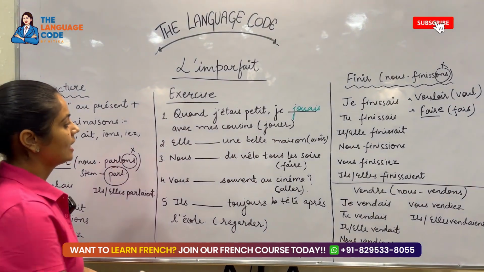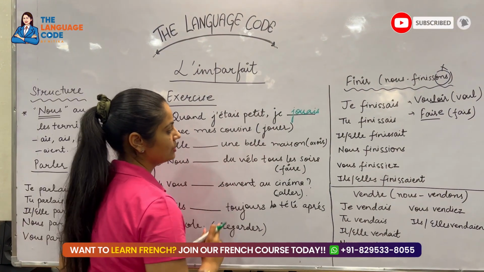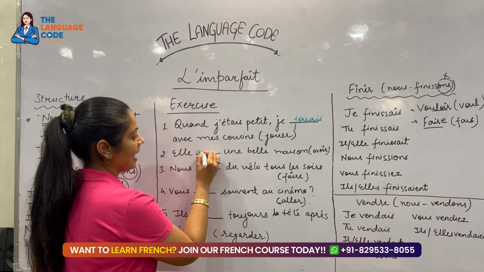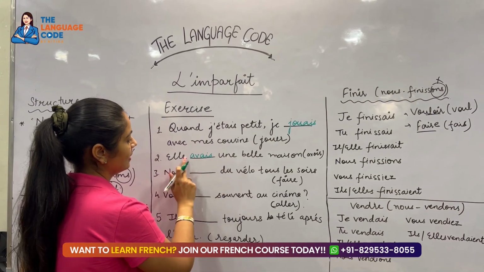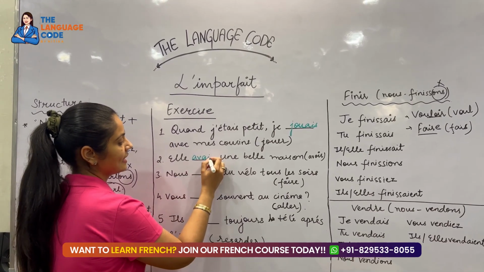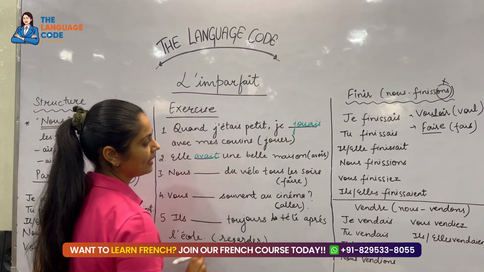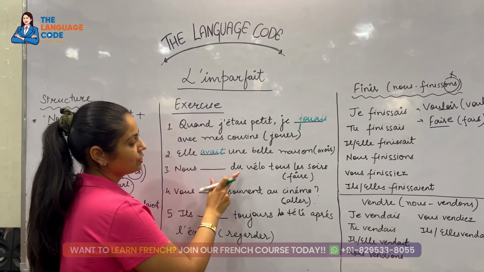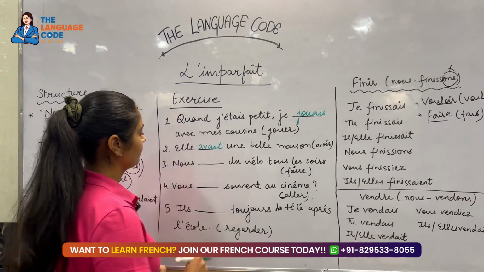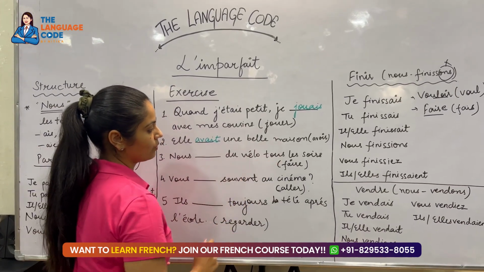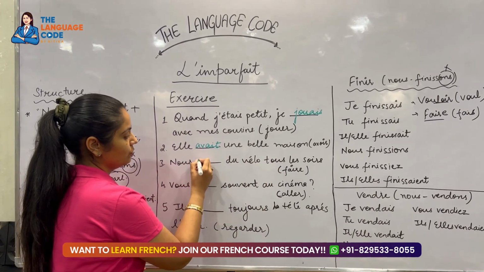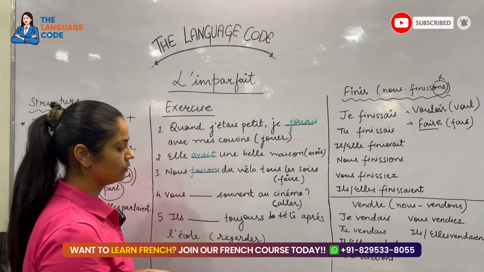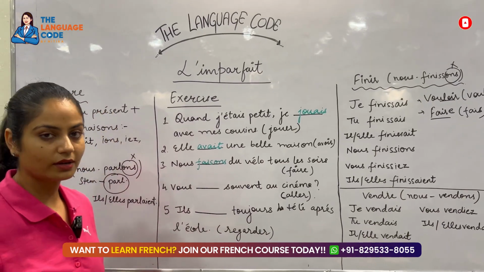Oui. Elle dash une belle maison. Hint is avoir. So elle avait. Now I'll put a T because this is elle singular. Elle avait une belle maison. I had a beautiful house. Nous dash du vélo. Qu'est-ce que c'est, vélo? Cycling. Nous dash du vélo tous les soirs. Faire. Nous faisons. Nous faisions du vélo tous les soirs.